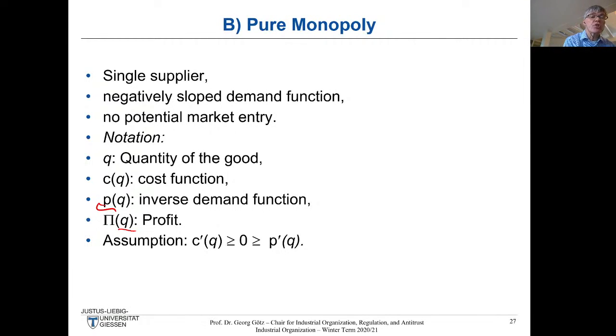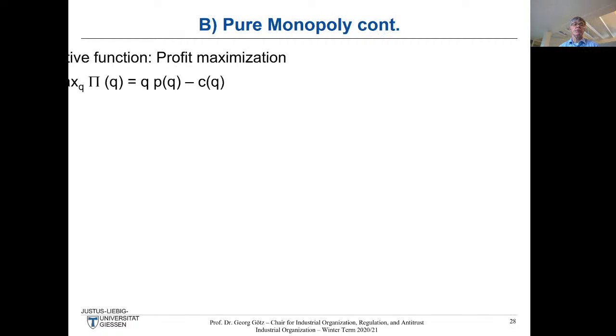We have an assumption on marginal cost and on the slope of the demand curve. Marginal costs are non-negative. Suppose we have software or some digital products, which will have marginal cost of 0. And the slope of the demand curve is non-positive, so demand is downward sloping. I think that should be enough, and that's rather standard.